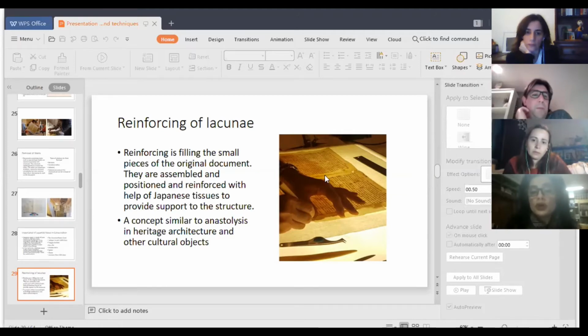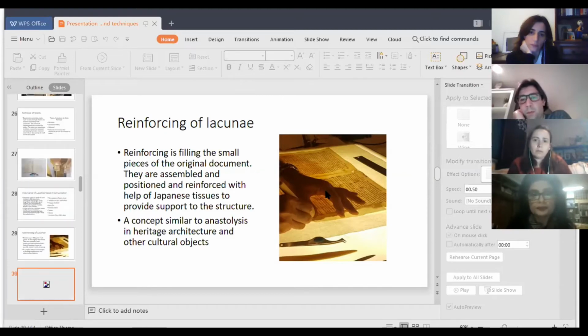Before the reinforcing is done, the document is sprayed with ethanol and water. Ethanol is very important because it helps the water to evaporate. It relaxes the paper, so you can open up the tears and put in the missing pieces. And then the Japanese paper is laid with the help of binders and glues. Then the paper is put under weights to flatten it, and it is put for drying.